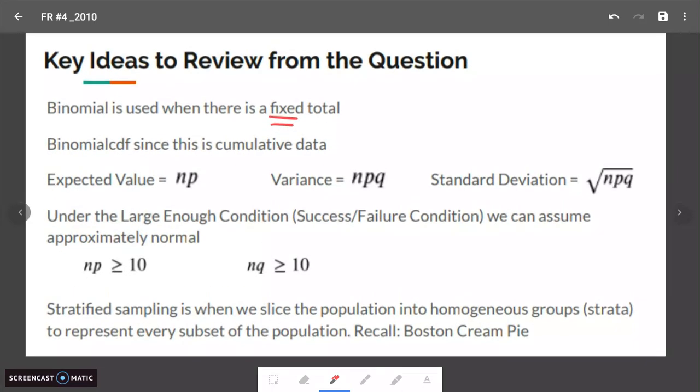And then finally, stratified sampling is when we slice the population into homogeneous groups, known as strata, to represent every subset of the population. So you might remember back when we first introduced this topic, we talked about a Boston cream pie, because that's broken up into layers, right? You have your cake, you have the cream, the filling, and the icing. But each of those layers, we want to represent it. So we want to make sure we're taking a random sample from each type to make sure we're getting accurate data that reflects each part of it. So in this case, our strata would have been each model type, making sure we collected data from each one.